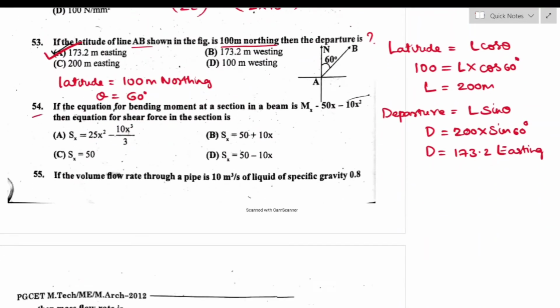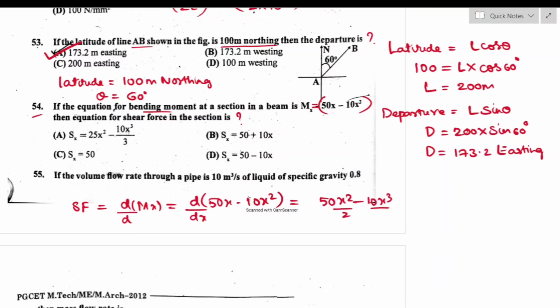Question number 54. If the equation for bending moment at a section in a beam is Mx is equal to 50x minus 10x square, then the equation for shear force in the section is. The equation for shear force in the section will be calculated by the formula, differentiation of bending moment at section x. So differentiation with respect to x of 50x minus 10x square is equal to 50 into x square by 2 minus 10 into x cube by 3, which is equal to 25x square minus 10x cube by 3. So the right answer is option A.